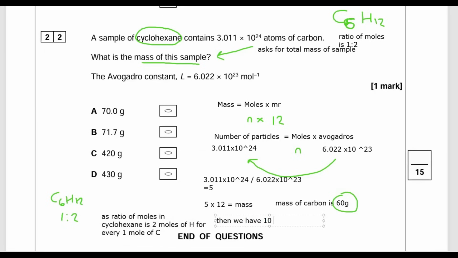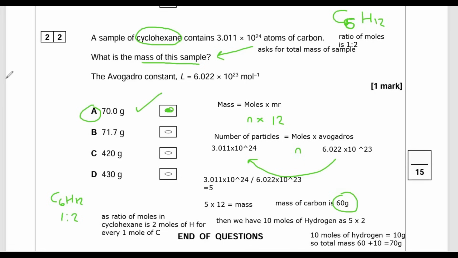And so we need to work out 10 moles of hydrogen. Hydrogen has an Mr of 1, so it's going to be 10 times 1, and hydrogen atoms have 1, so I've got an extra 10 grams, so 60 plus 10, I'm looking at 70 grams for the total mass of this sample.